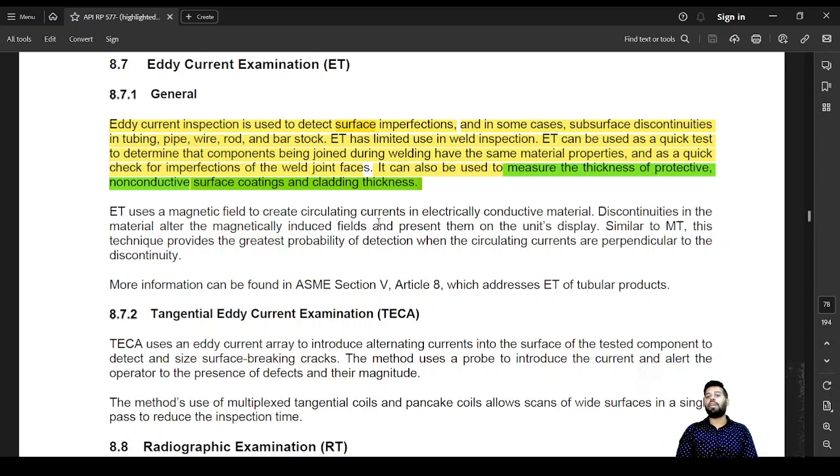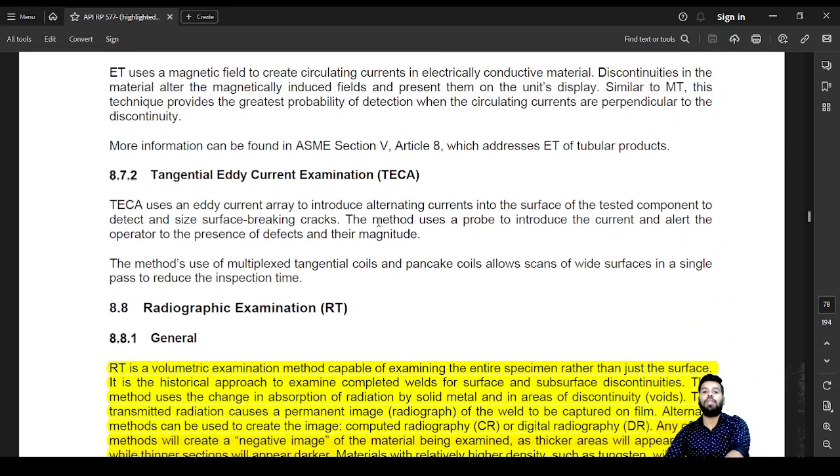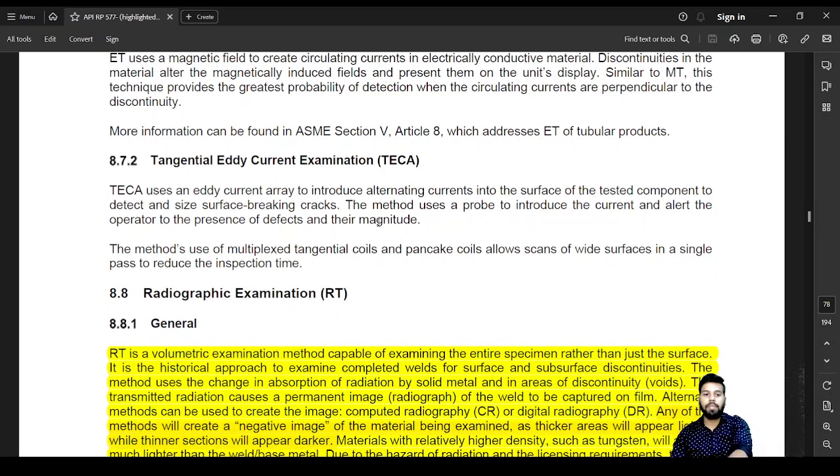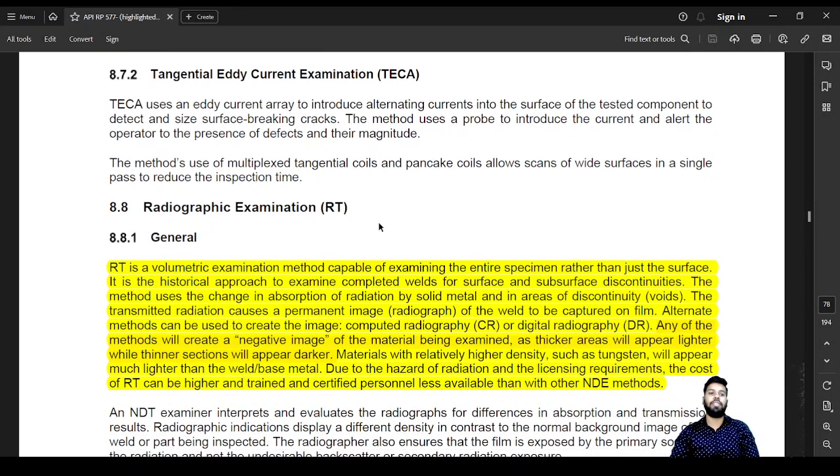ET has a limited use in weld inspection. ET can be used in a quick test to determine that the components being joined during welding have the same properties. And as a quick check for imperfection of the weld joint surfaces, it can also be used to measure thickness of the protective and non-conductive surface coating and cladding thickness. Again, while using this, you can use Section 5, Article 8 which addresses electromagnetic testing or eddy current testing of tubular products.